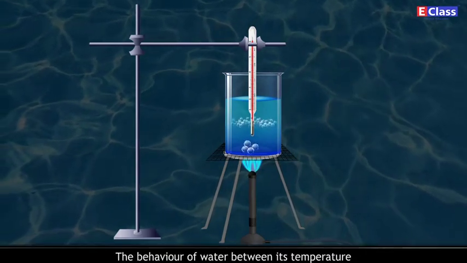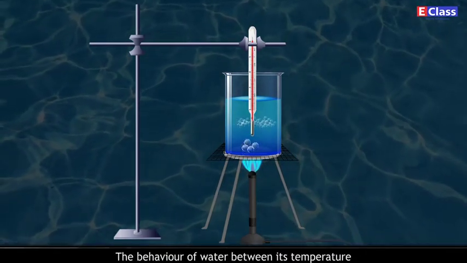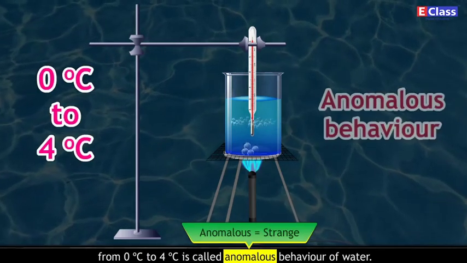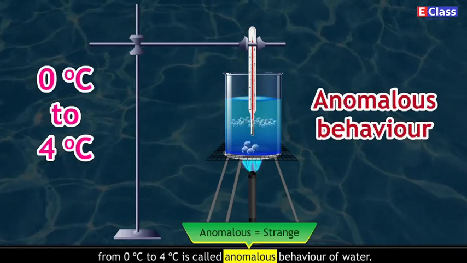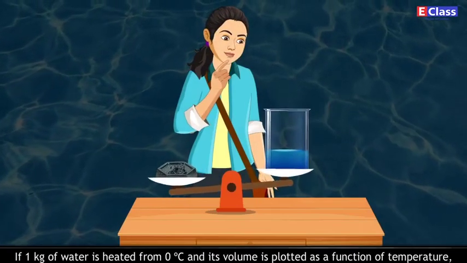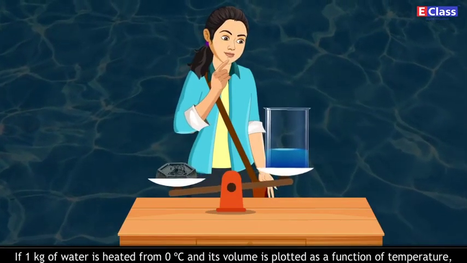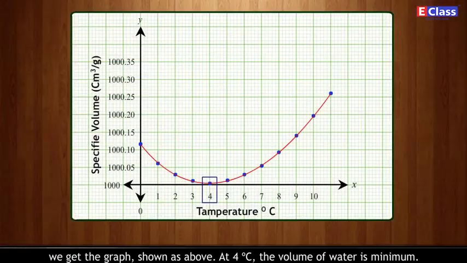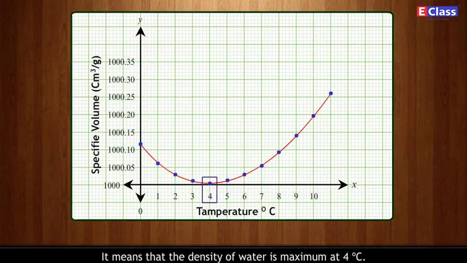The behavior of water between its temperature from 0 degrees centigrade to 4 degrees centigrade is called anomalous behavior of water. If 1 kg of water is heated from 0 degrees centigrade and its volume is plotted as a function of temperature, we get the graph shown above. At 4 degrees centigrade, the volume of water is minimum. It means that the density of water is maximum at 4 degrees centigrade.